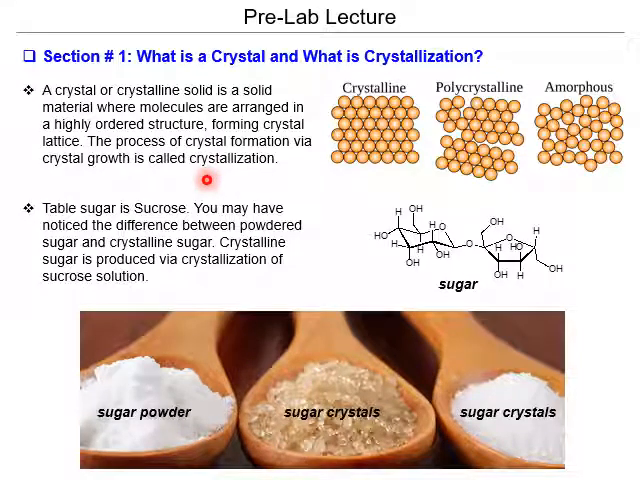Table sugar is sucrose. You may have noted the difference between powdered sugar and crystal sugar. Crystalline sugar is produced via crystallization of sucrose solution.